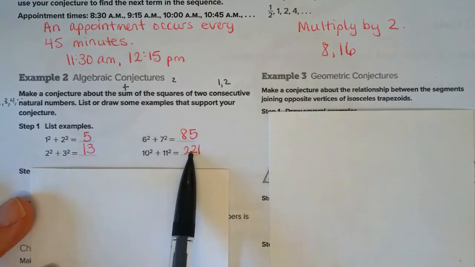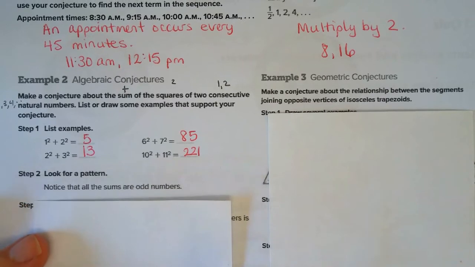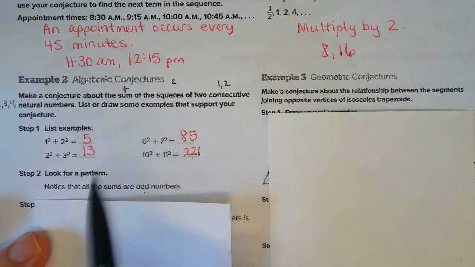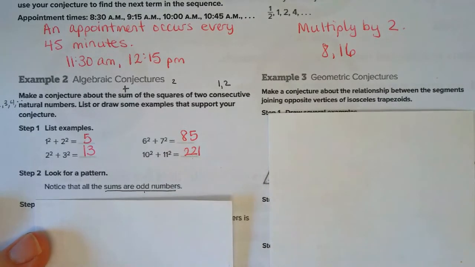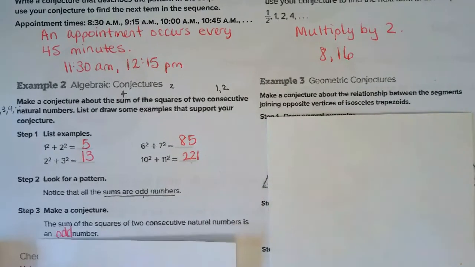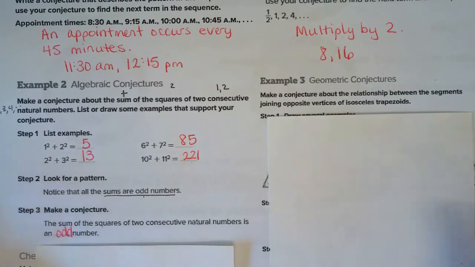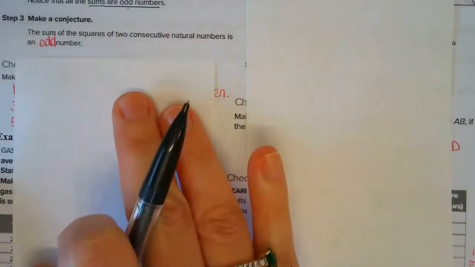Based off of these sum numbers, I'm looking to see what conclusion I can make. I notice that all of these sums end up being odd, so my conjecture would be that the sum is odd. Pause the video and try the check question right below.